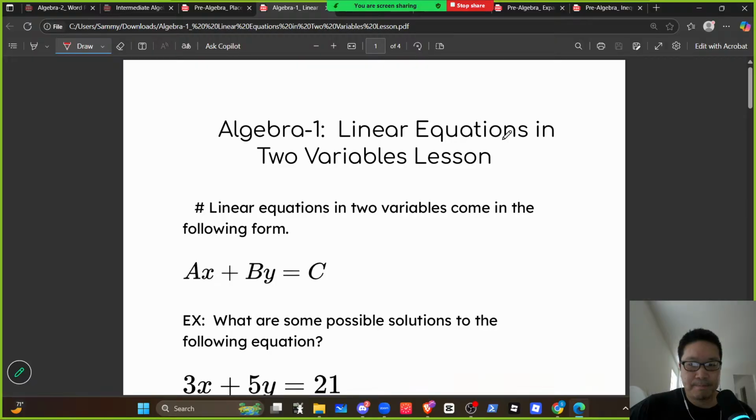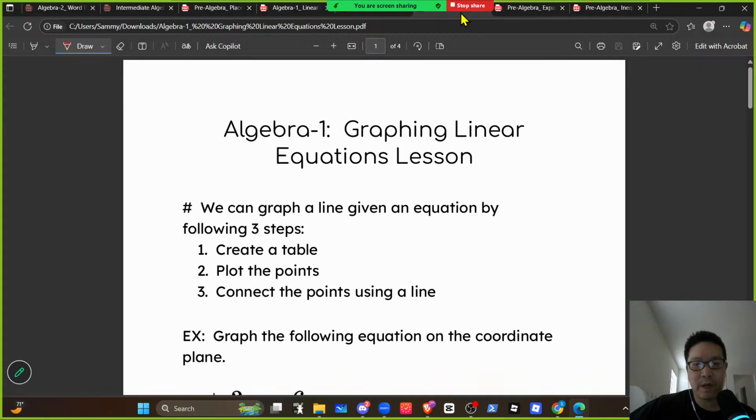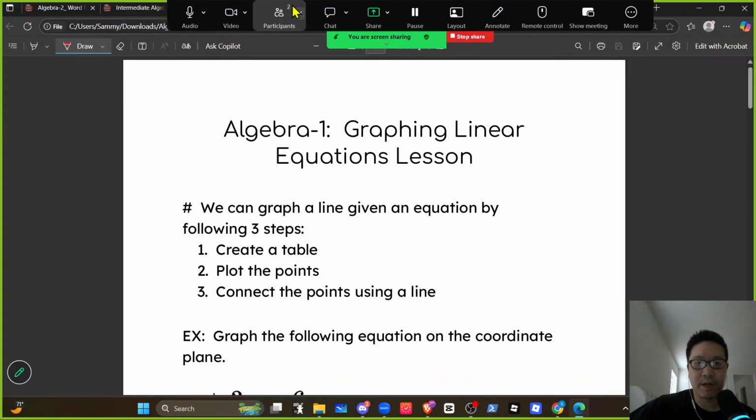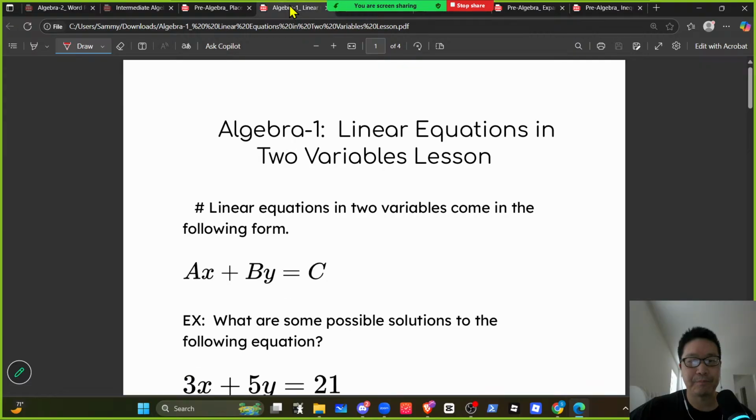All right. So today's lesson, we're going to try to go over three things: linear equations in two variables, plotting ordered pairs, and graphing linear equations, because they're all related, basically, and they're pretty easy to learn.